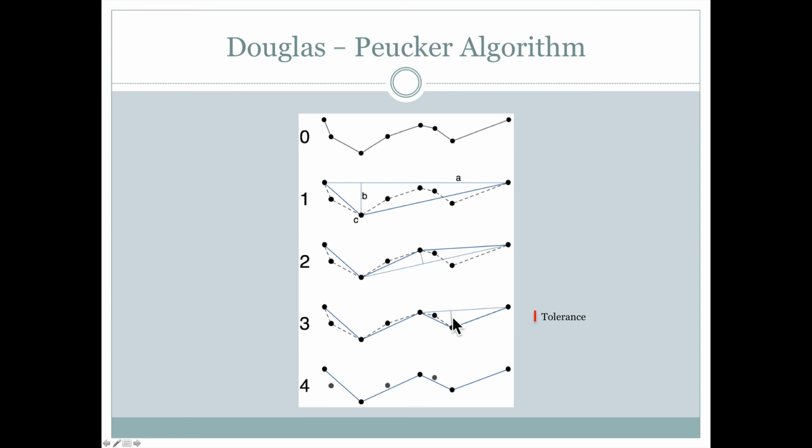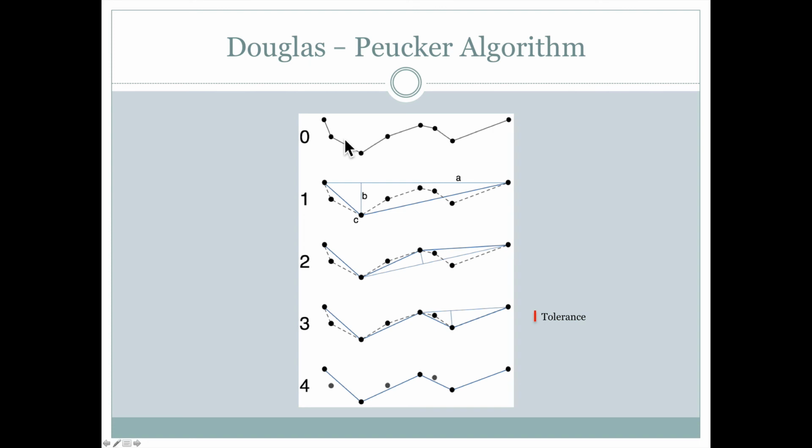Again, we find our greatest distance. Again, this is a greater distance than the tolerance. So we put in another point here. But by the time we get to this point here, all the remaining points are a lesser distance away than the tolerance that we're using, so we can just get rid of those points. So this blue line shown here would be an example of a simplified version of this line here.